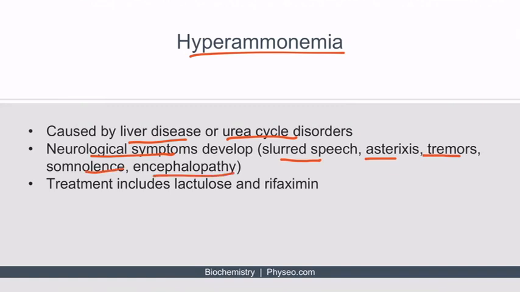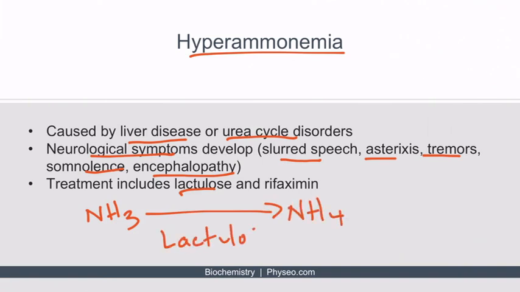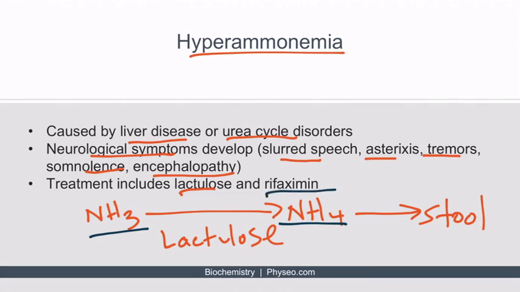The treatment will vary depending on the underlying cause, but lactulose is often used because it acidifies the gut and traps the ammonia in the form of ammonium, which can then be excreted in stool. So as I've shown here, lactulose facilitates the conversion of NH3 to NH4, which acidifies the gut, traps ammonia in the form of ammonium, and then is excreted in the stool. Rifaximin can also be used because it's an antibiotic that destroys ammonia-producing bacteria.